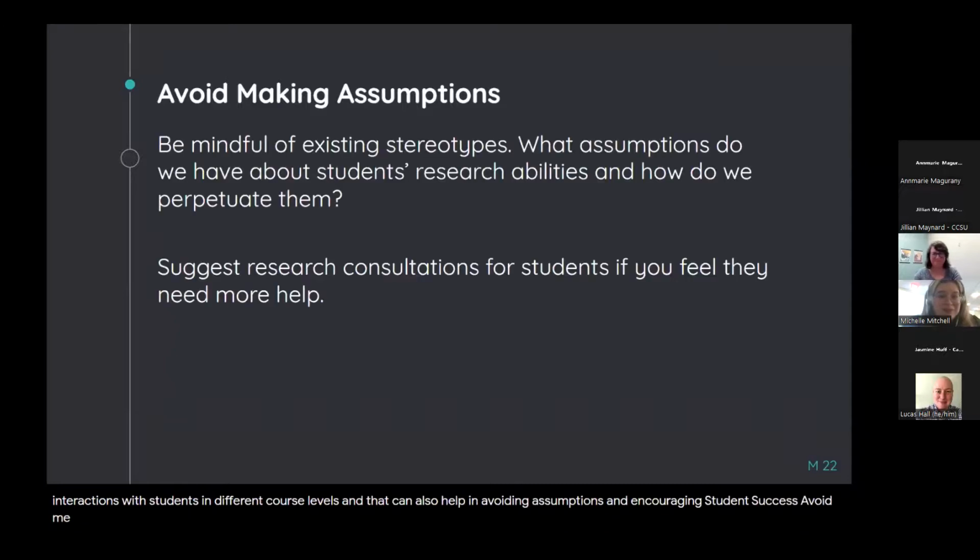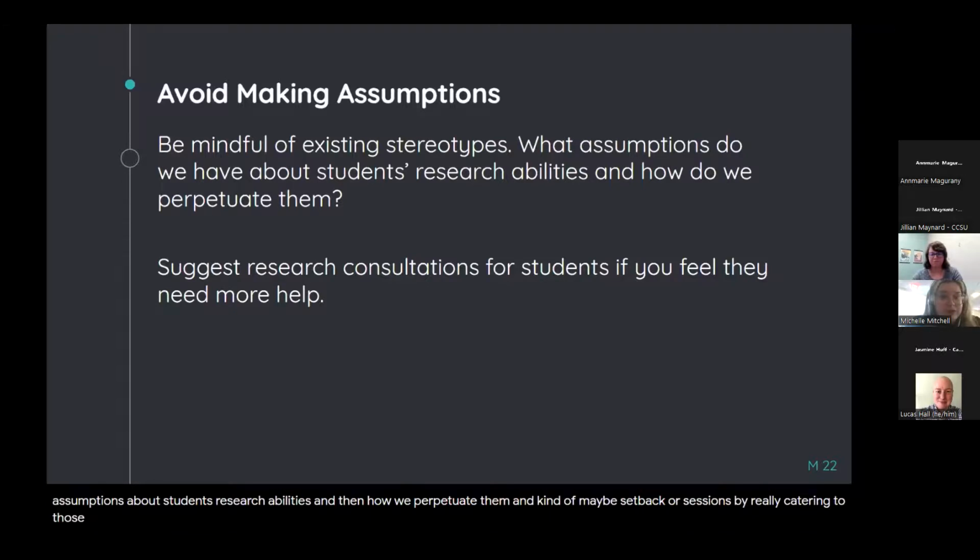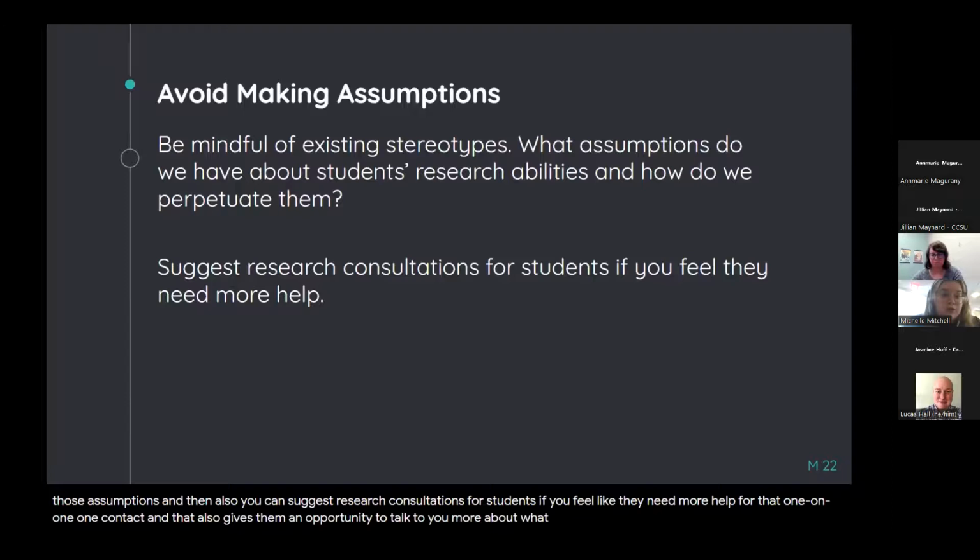Again, avoid making assumptions. This is a big one. We really just want to be mindful of existing stereotypes. Again, I think it's really common that we have assumptions about students' research abilities, and then how we perpetuate them and maybe set back our sessions by really catering to those assumptions. And then also you can suggest research consultations for students if you feel like they need more help for that one-on-one contact. And that also gives them an opportunity to talk to you more about what they're looking for.